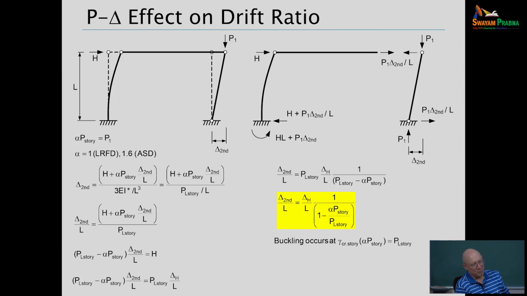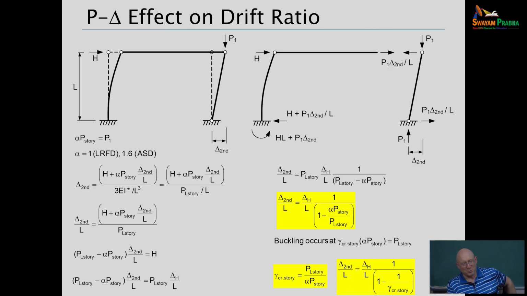If gamma critical times alpha P story is equal to P story, the amplifier would blow up if we put a gamma critical there in the numerator, in that term inside the denominator of the equation. And so we could say, generally, how can we calculate a story buckling load? Calling it gamma critical story here.